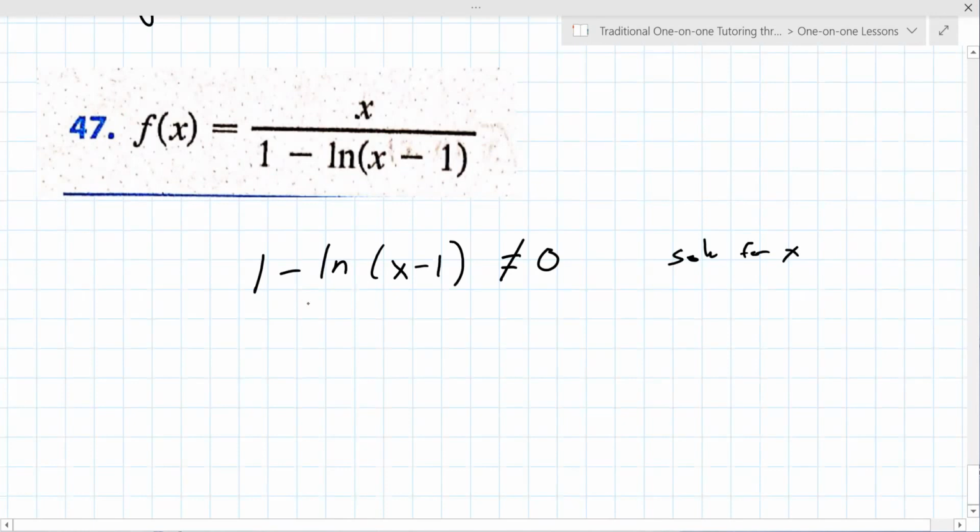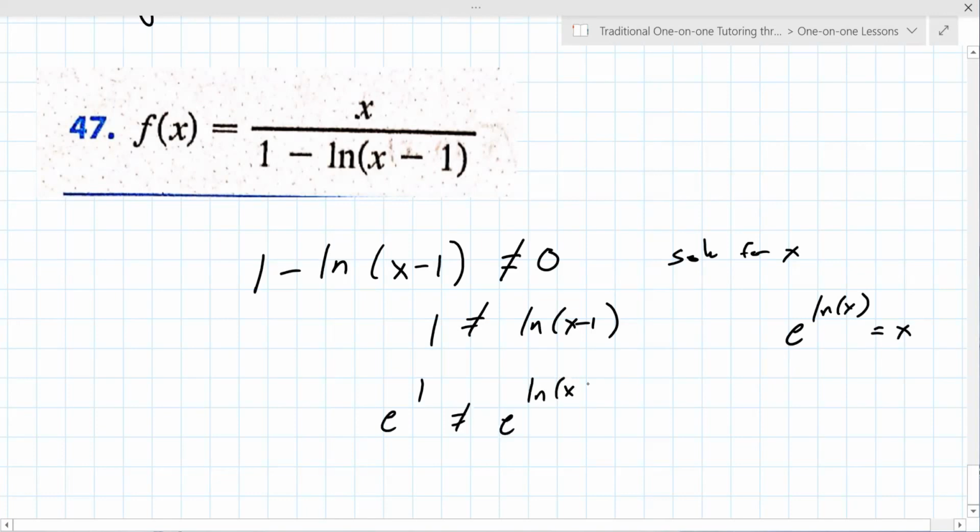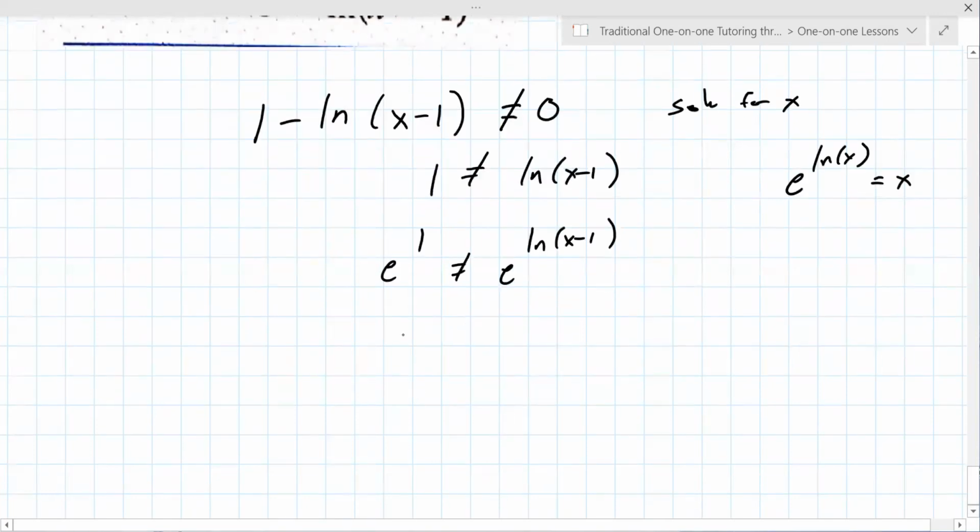So how do you solve for x? Well, you move this ln over, so you get 1 not equal to natural log x minus 1. And then e to the natural log of x equals x. So that's how you undo the ln. Do you remember that? So it's e to the 1 not equal to e to the ln x minus 1. Okay, you gotta do it to both sides. Yes, both sides. Right. So then you add 1 to both sides and you get x cannot equal e plus 1.